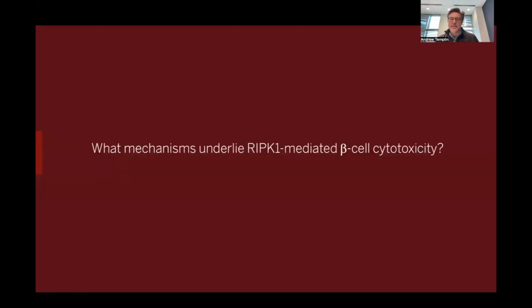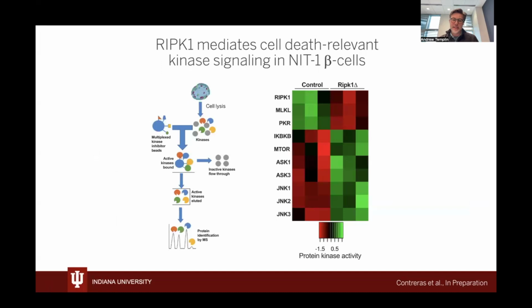So what mechanisms may underlie this RIP1 mediated beta cell cytotoxicity? And we're interested at this stage specifically in looking at RIP1 kinase function versus scaffolding function. So we utilize this approach called kinome profiling. And how this works is we can take cell lysates and pass these lysates over multiplex kinase inhibitor beads, which are essentially beads that are conjugated to nonspecific kinase inhibitors.